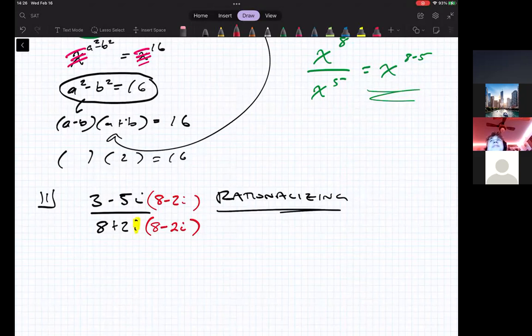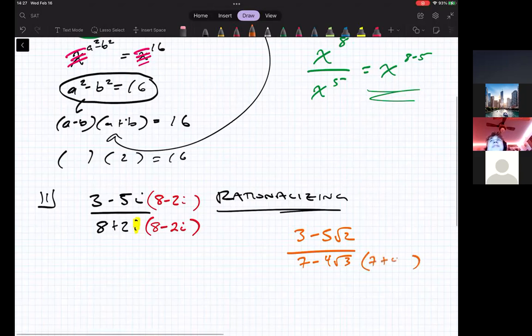If I ever have a square root on the denominator, the only way I can get rid of it is multiply by the conjugate. That means even if I had 3 minus 5 root 2 over 7 minus, let's pick a different number, 4 root 3, it's not going to work to just multiply by itself, and it's not going to work to multiply by root 3. You have to multiply by 7 plus 4 root 3. Okay, I would keep that in mind only when it comes to imaginary numbers or radicals in that case.